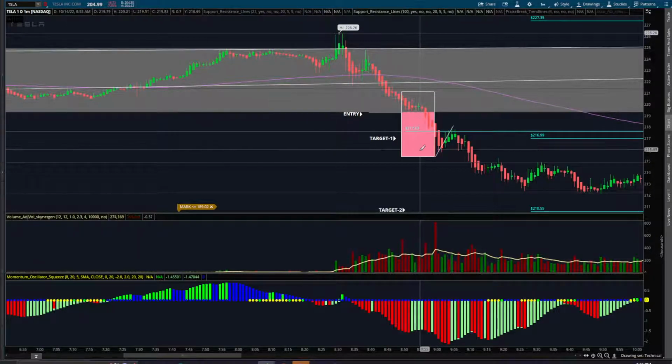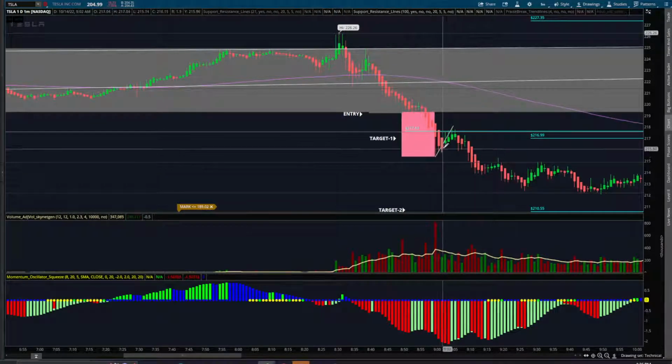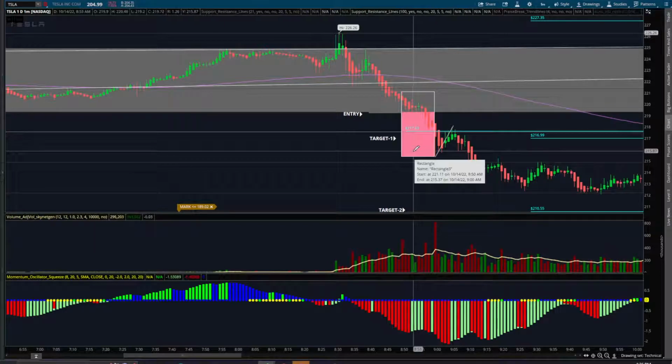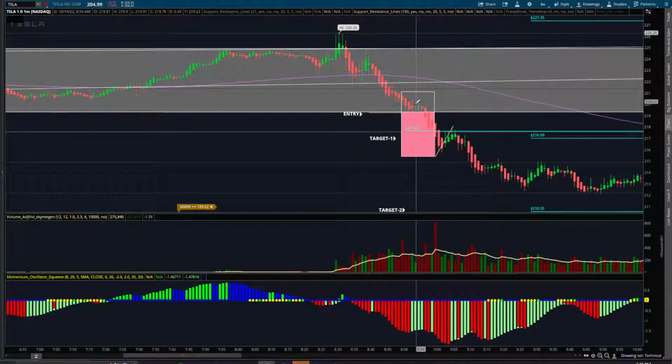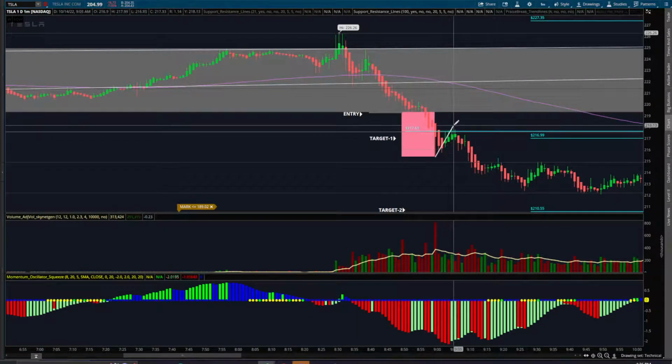This is a 10-minute candle right here. You see this square? Where does it retrace to? Right to the middle of it. See that? The 10-minute candle, flat top on the 10-minute. Now we're looking at the 1 minute. It retraces right to the middle.